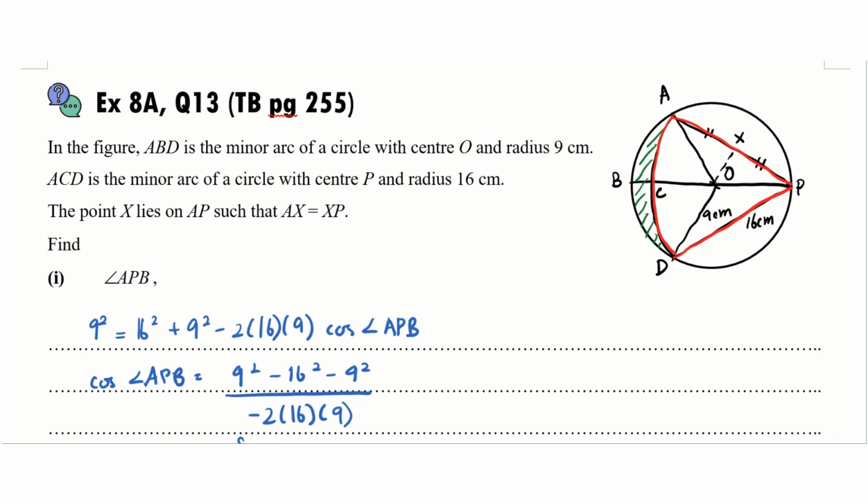The point X lies on AP such that AX is equal to XP. So we get these two equivalent lengths here. We want to first find out what is the angle APB. The angle APB is, sorry, this angle here. So to find out what this angle is, we will place our focus on the triangle AOP.